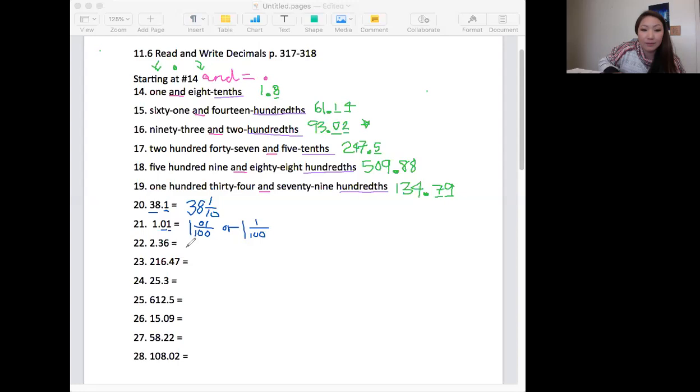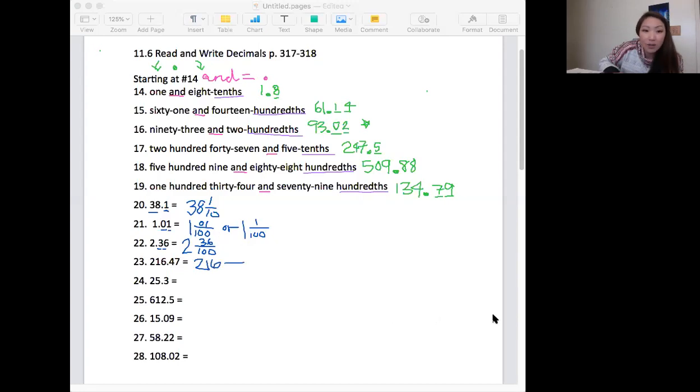We have 2 and 36 hundredths. So even if you say it, that helps you know how to write it. So we have 2 as a whole number. We have 2 place values, so that's over 100, okay? And 36 goes in our numerator, okay? So there we go. Number 23, we have 216 as our whole number in big numbers. And then we have 47 hundredths.